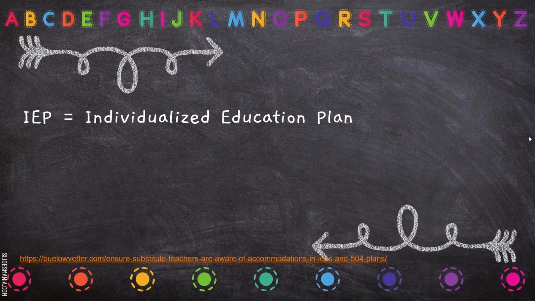So, first, what is an IEP? An IEP is an individualized education plan. It's a written statement of the educational program that's been designed to meet a child's individual needs. Every child who receives special education services has an IEP. Teachers use IEPs to guide them in accommodating and modifying how they design their lessons and instruction in the classroom.